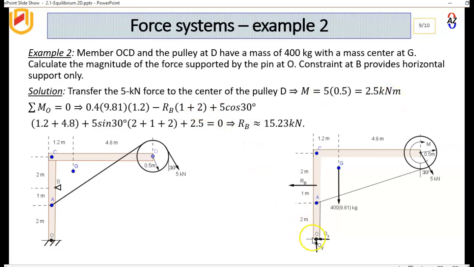Now let's take moments at O. So in kilonewtons, it will be 0.4 times 9.8 times this distance 1.2 minus this RB times 2 plus 1 plus 5 cos 30 degrees plus this times these two, 1.2 and 4.8. And then 5 sin 30 degrees, then you have to add 2, 1 and 2. And then you add the 2.5. That is equal to 0. When you solve for this, you should be able to find that RB is approximately 15.23 kilonewtons. Let's carry on.